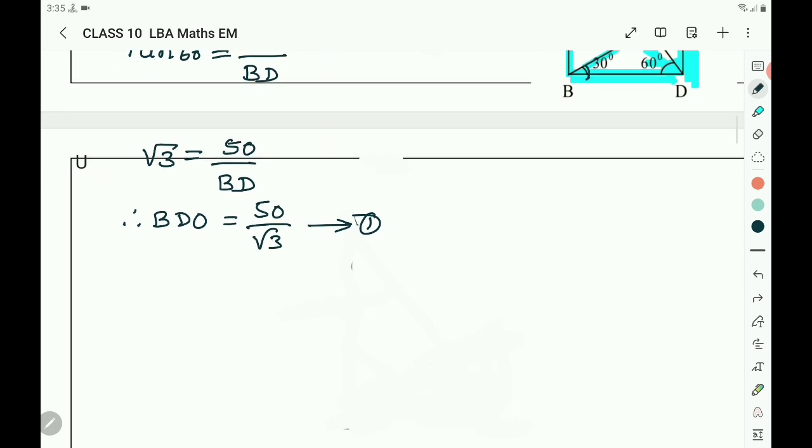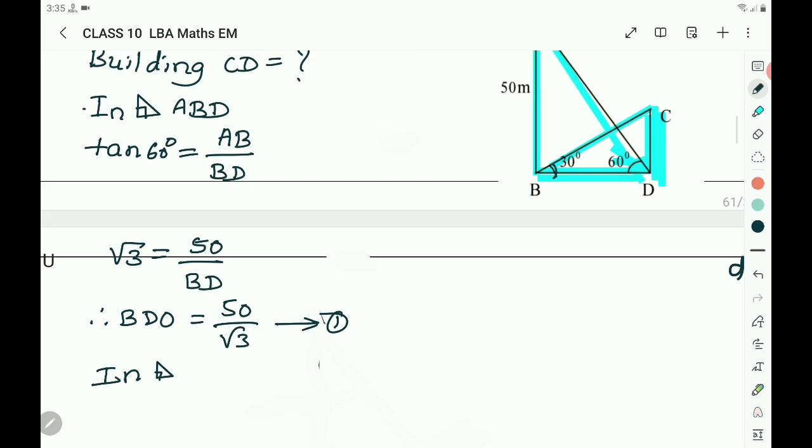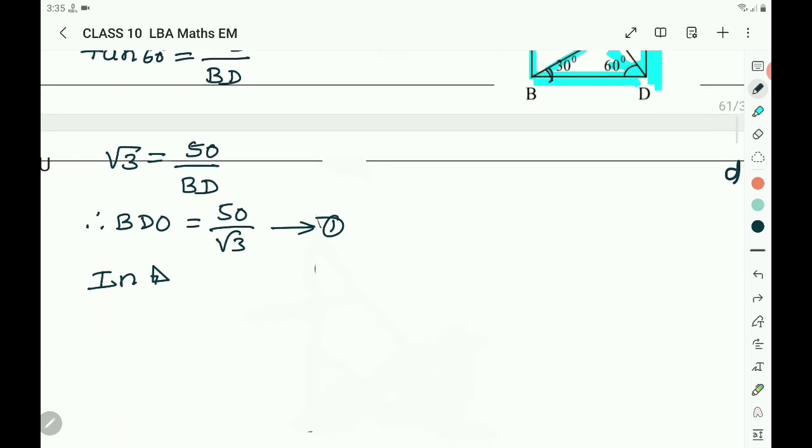Tan 30 degree equals opposite side CD by adjacent side BD. Then you write in the right angle triangle. Which right angle triangle we have to take? CDB. In the right angle triangle CDB.